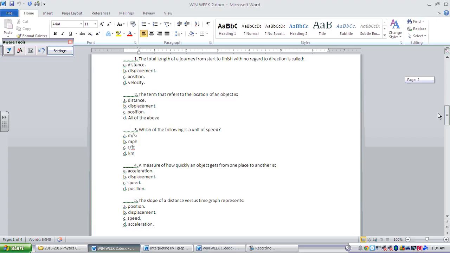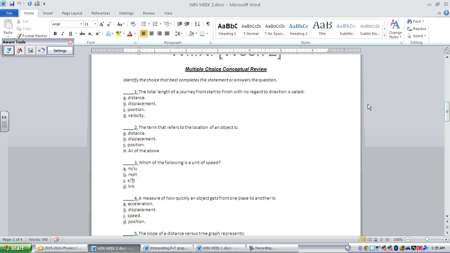There is a short 5-question multiple choice concept review over some of the stuff that we've covered. So you can see here, the total length of a journey from start to finish with no regard to direction is called. And then you have either A, distance, B, displacement, C, position, or D, velocity. For this one, we'd be going with distance, A, because the key words here that key that off for you are the fact that it says no regard to direction. If they had told you that you had to keep track of direction, then you might be looking at B as your answer choice.